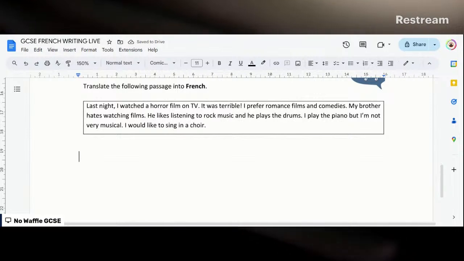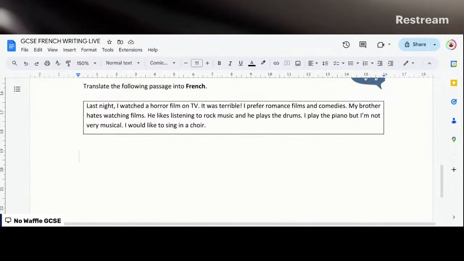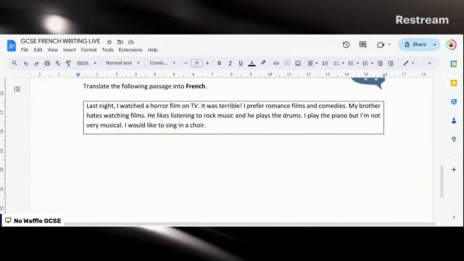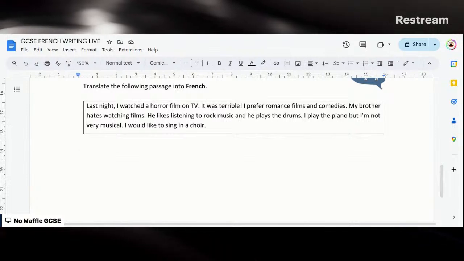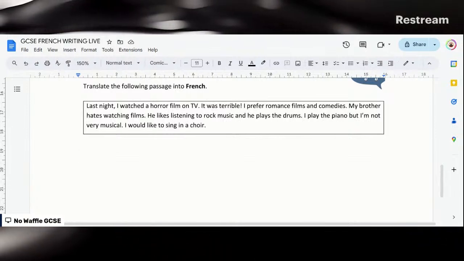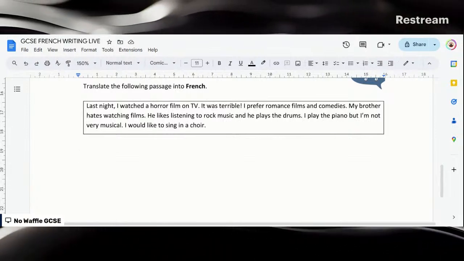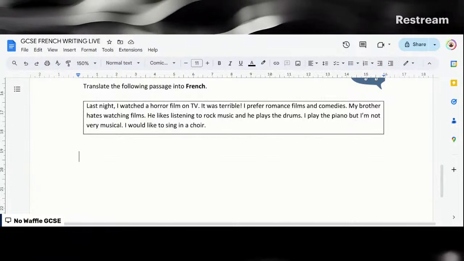Last night I watched a horror film on TV. It was terrible. I prefer romance films and comedies. My brother hates watching films. He likes listening to rock music and he plays the drums. I play the piano, but I'm not very musical. I would like to sing in a choir.